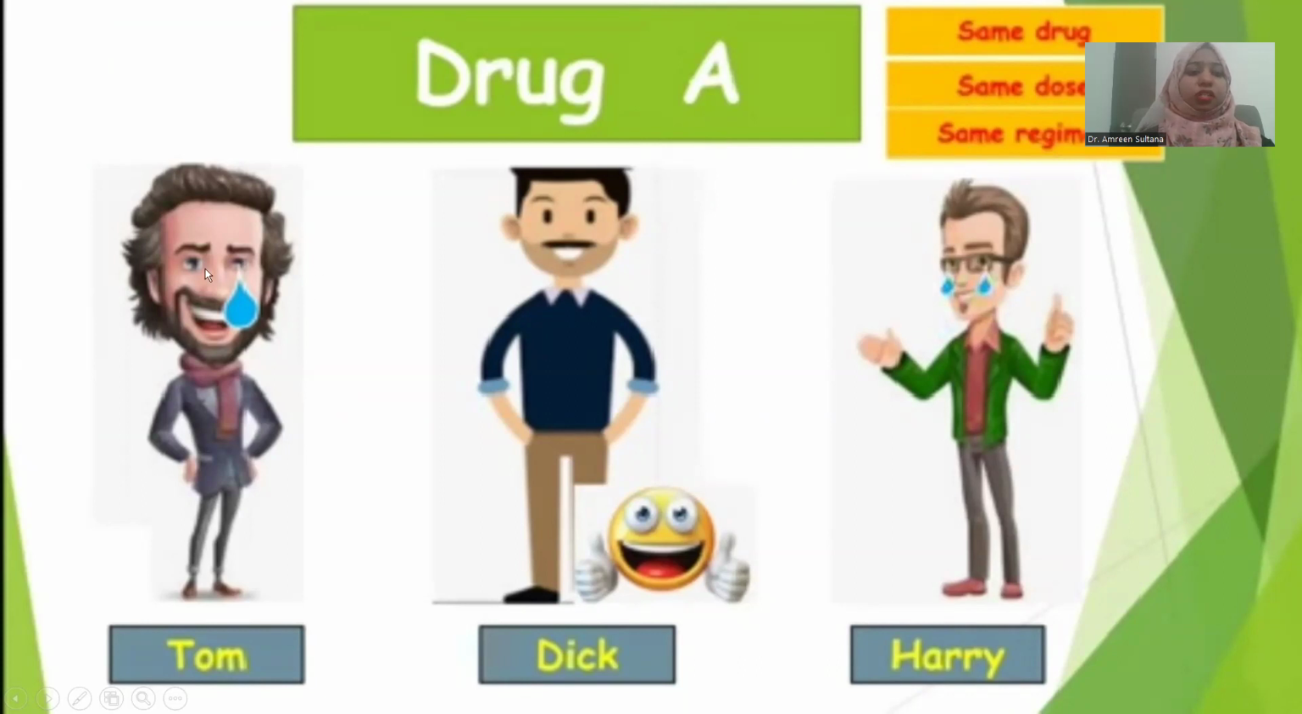Now, let us discuss Tom's case. You can see Tom is very sad because he had not been treated for the hypertension correctly. At the end, he got an increased level of blood pressure. That condition is known as hypertension. In the case of Jake, you can see he is very happy because after giving the same drug and the same dose, he got the correct result. He had been treated for the hypertension.